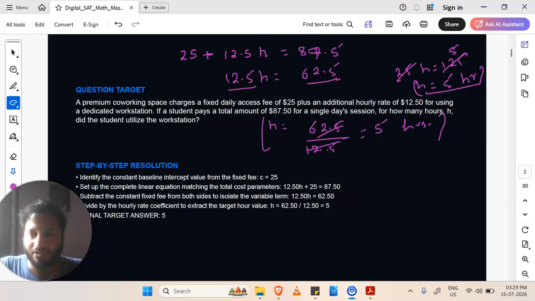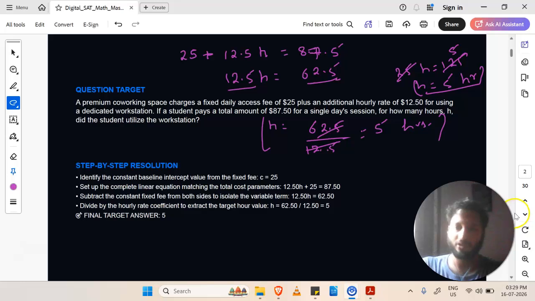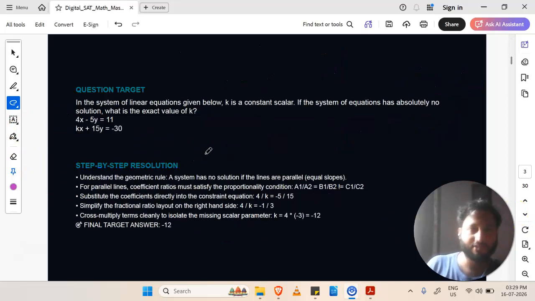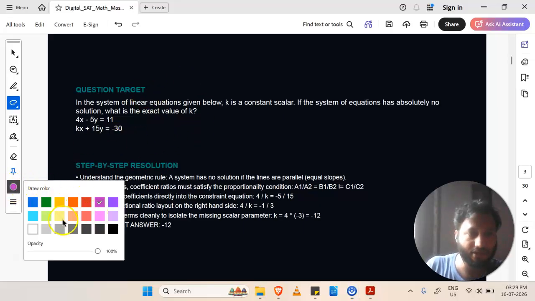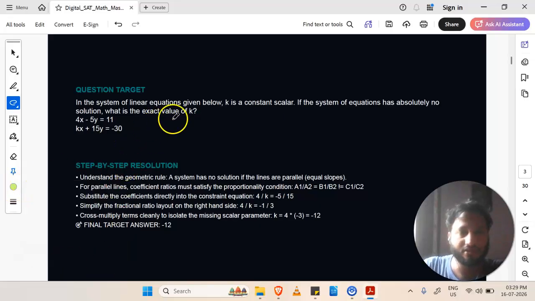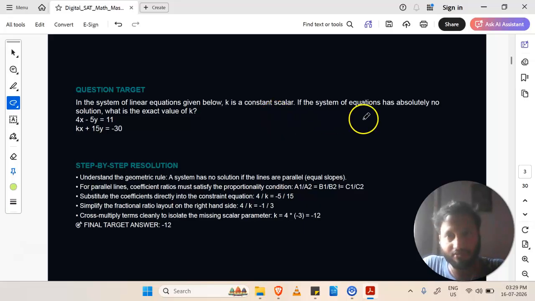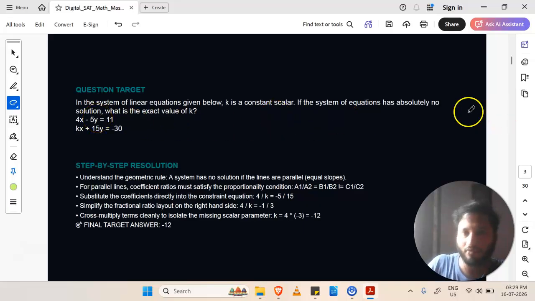Okay. Now since this is done, let us move to the next problem. Okay, this is our next problem. What is it saying now? Let's see. In a system of linear equations given below, 4x minus 5y equals 11 and kx plus 5y equals minus 30. K is a constant scalar. Very good. If a system of equations has absolutely no solution, now this is the keyword here: absolutely no solution. What is the exact value of K?